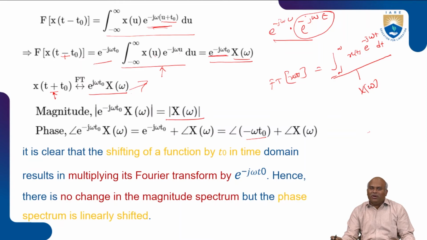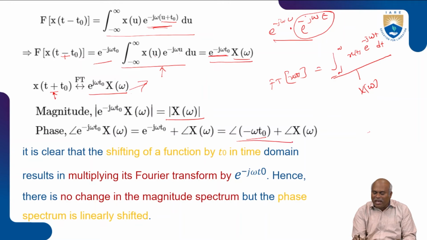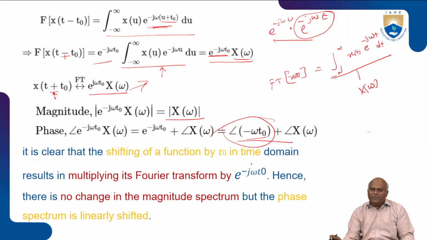What is going to happen here? It is clear that shifting the function by t0 in the time domain results in multiplying its Fourier transform by e power minus j omega t0. Hence, there is no change in the magnitude spectrum, but the phase spectrum is linearly shifted. How much is it shifted? That is, the angle of minus omega t0.